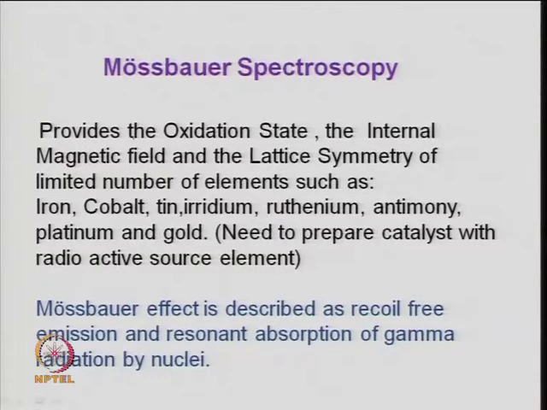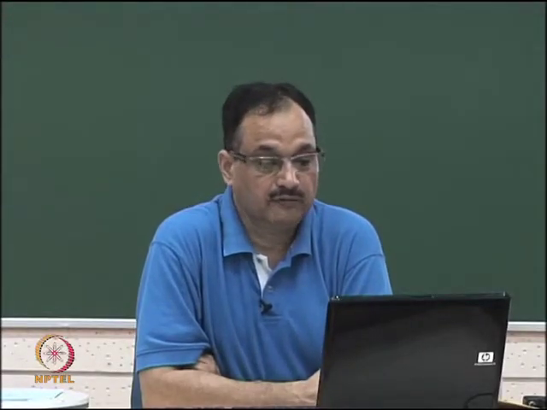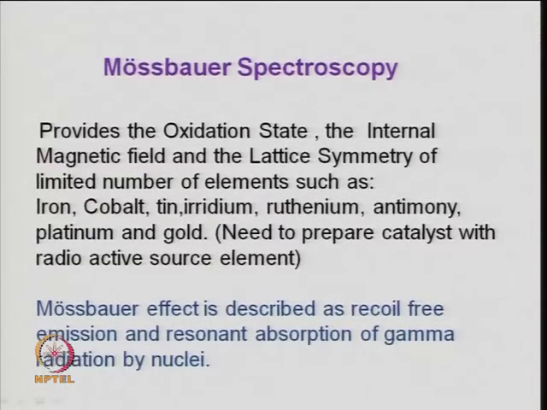These elements can be iron, cobalt, tin, iridium, ruthenium, antimony, platinum and gold. It means you need to prepare the catalyst with some radioactive source element. So, very selected metals, but the analysis is more accurate with Mossbauer spectroscopy for this kind. The effect is described as a recoil-free emission and resonant absorption of gamma radiation by the nuclei.